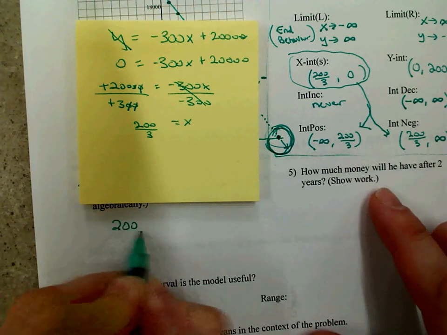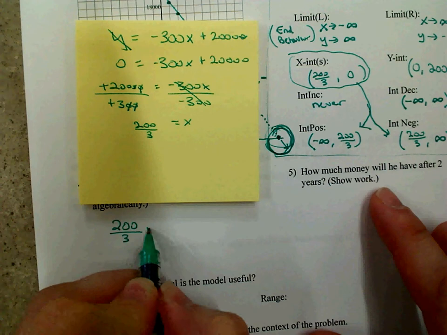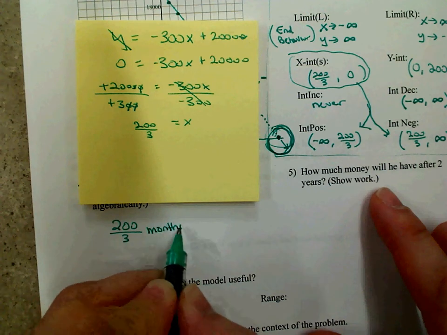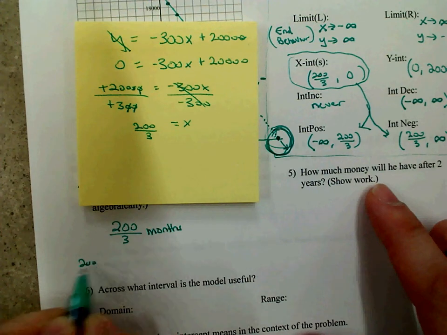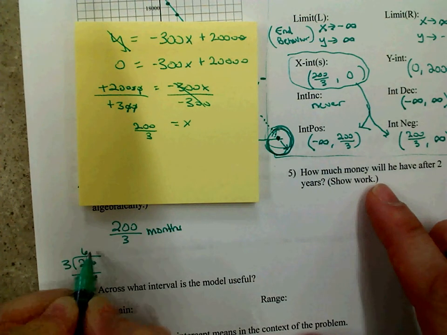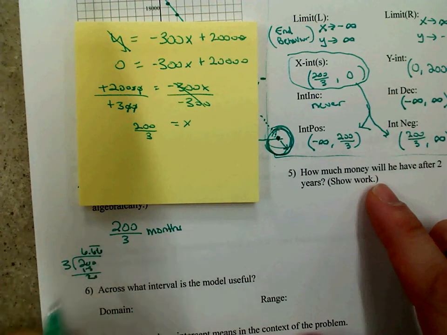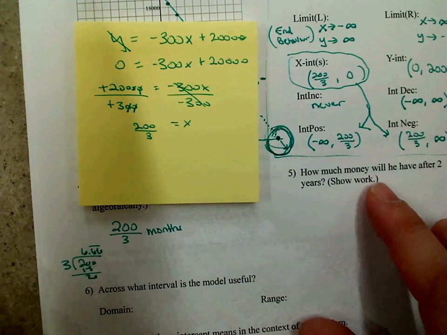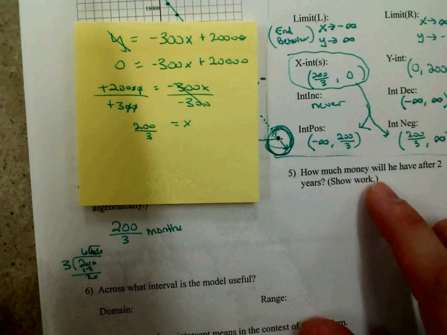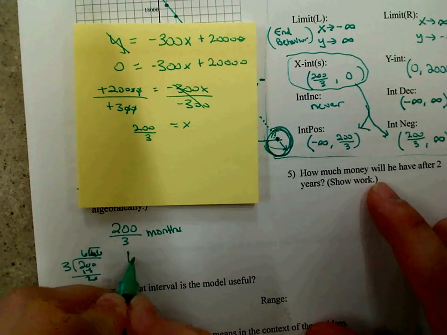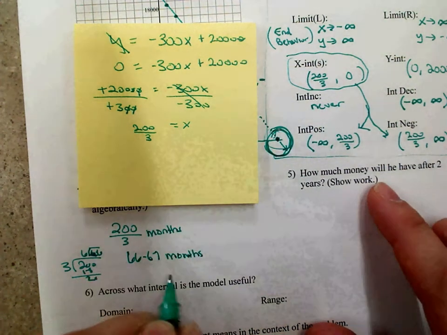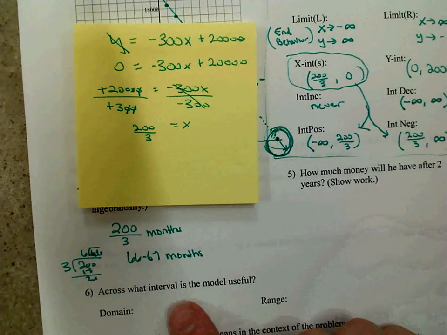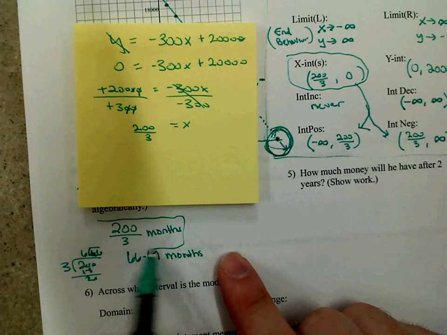So how long would it take to empty the account completely? 200/3 months. Now that's a weird way to write months. If you wanted to go ahead and say that 200 divided by 3 is, wait, 66 point something. If you wanted to say it's somewhere between 66 and 67 months, that'd be okay. But honestly, if you leave it like this, that's fine too. That's an exact answer. There's nothing wrong with leaving that answer.